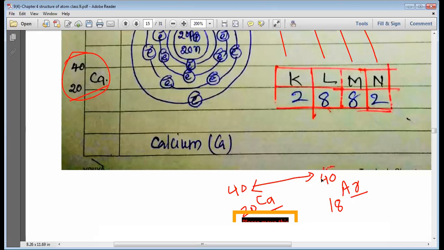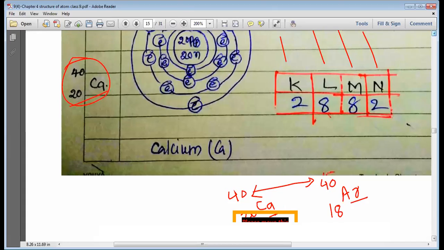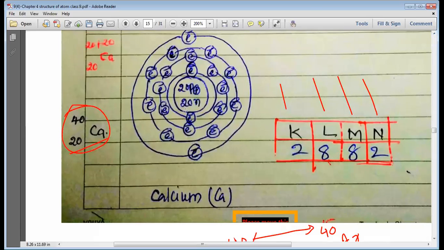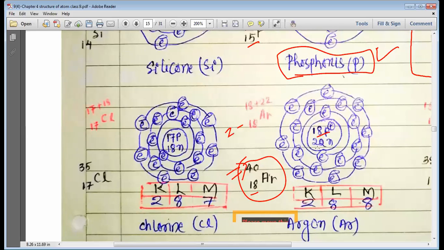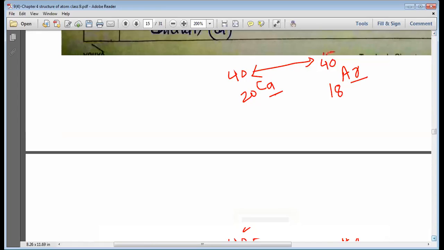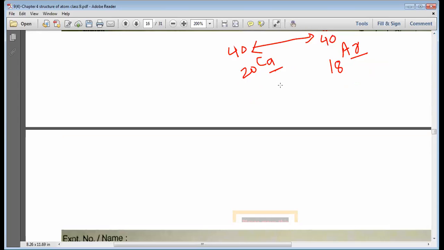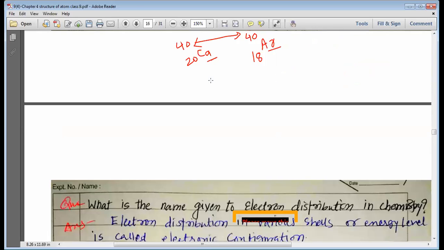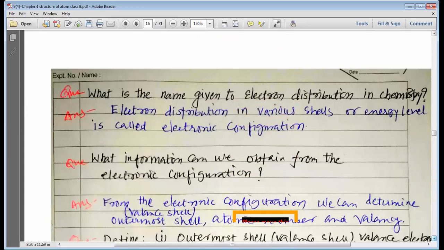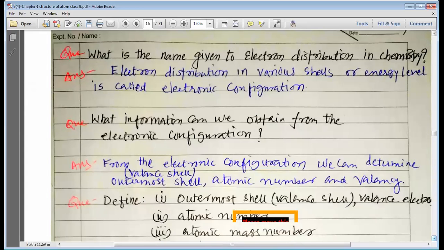And this happens because of the number of neutrons, which varies. You can see that our calcium has 20 neutrons and our argon has 22 neutrons, and that is why their atomic mass numbers become the same. So please remember that the atomic mass number of calcium and the atomic mass number of argon are the same. So now let's move on and study more questions and solve them.